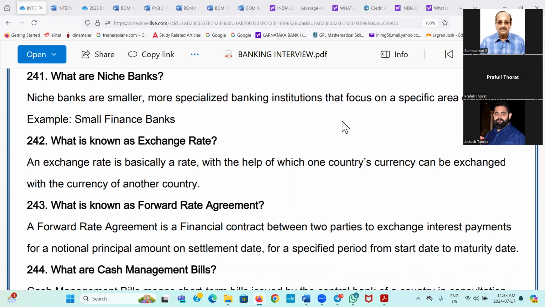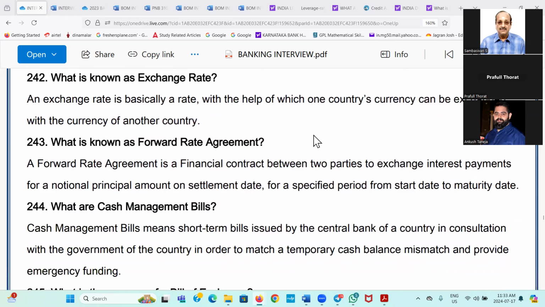Niche banks are smaller specialized banking institutions that focus on specific area or market. For example, small finance bank. 242. What is known as exchange rate? An exchange rate is basically a rate with the help of which one country's currency can be exchanged with the currency of another country.